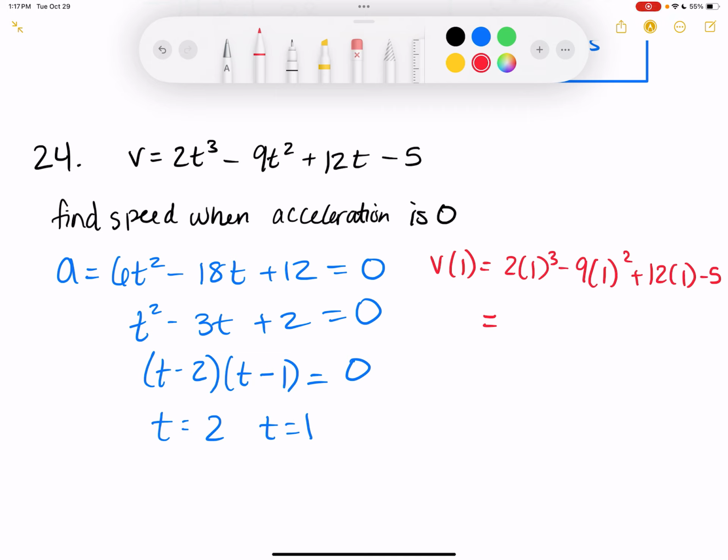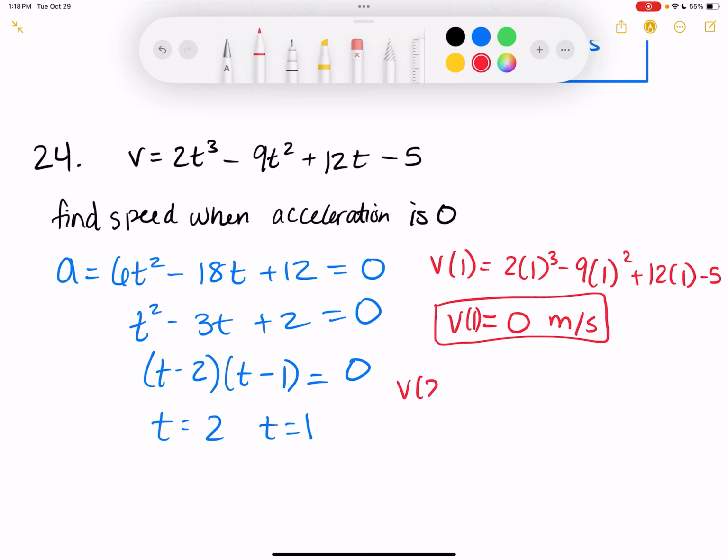And I think this comes out to 0. Looks like 0. 0 meters per second. So at time 1 second, it's 0 meters per second. This is not going anywhere.